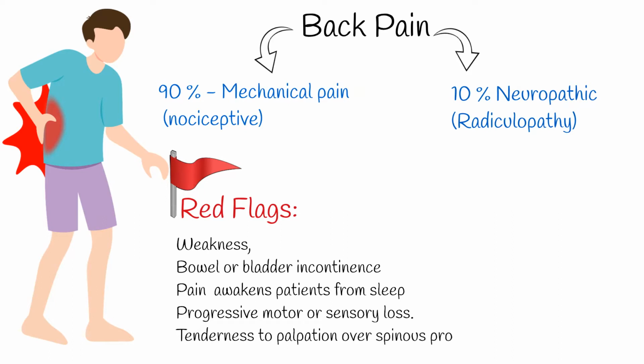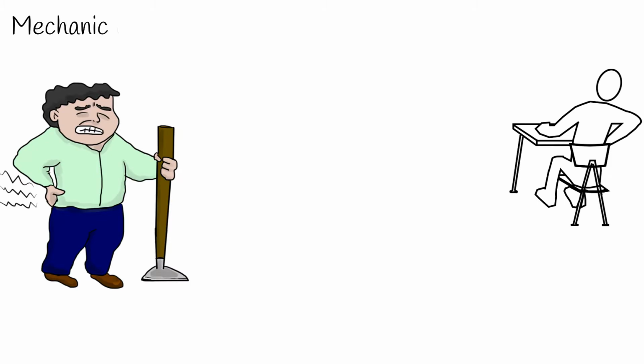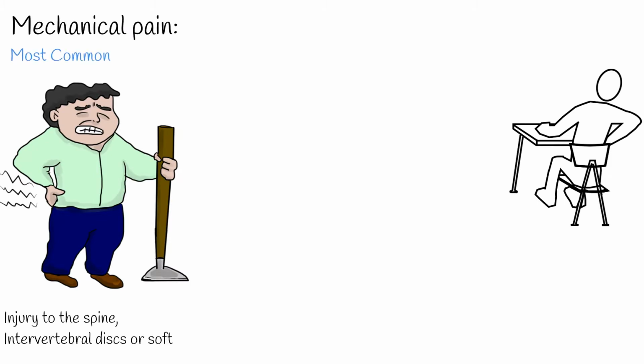The most important red flags include weakness, bowel or bladder incontinence, or pain that awakens patients from sleep, in both children and adults. Also focal tenderness to palpation, progressive motor or sensory loss, and tenderness to palpation over spinous processes. Mechanical pain is most common and is due to injury to the spine, intervertebral discs, or soft tissues.